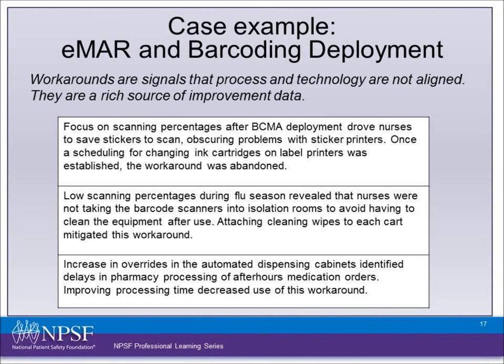And then the final example is an increase in overrides in the automated dispensing cabinets began to occur, and this identified some delays in pharmacy processing after-hours medication orders. So working with the pharmacy to improve their turnaround time on orders greatly increased our scanning percentages, resulting in more patient safety on a couple of different fronts.